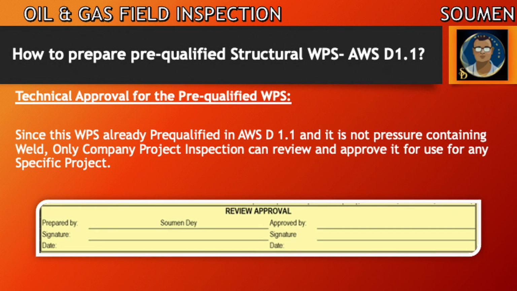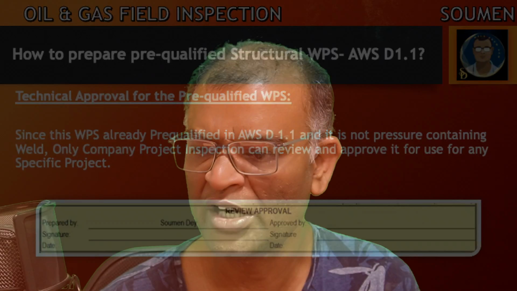The last but not the least, and most important, is the technical approval for the pre-qualified WPS. Since the WPS is already pre-qualified in AWS D1.1 and it is not a pressure containing weld, it is not required to be sent to the consulting service department or CSD of the client. So only company project inspection can review and approve it for use for any specific project. It will be prepared by the contractor, signature required and stamp required if there is one, and the final approval will be from the company project inspection for specific project approval.